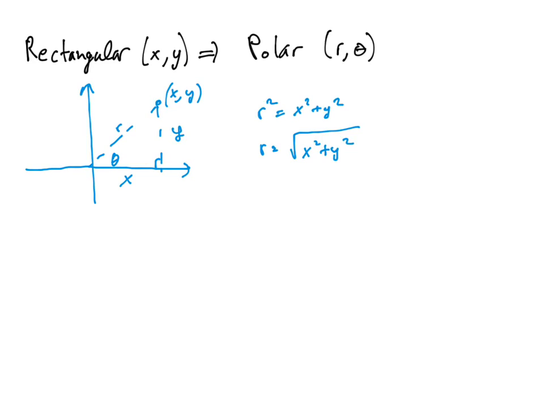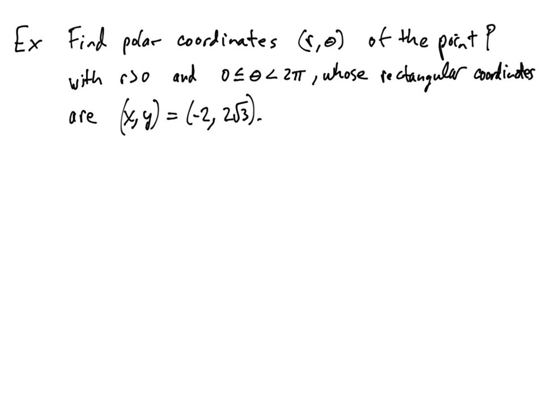And then to get theta, if we want to figure out theta in terms of x and y, which is given to us, we're going to say tangent of theta is equal to opposite over adjacent. So to figure out theta, we need to use the inverse. So tangent inverse of y over x will give us our theta value. And the last example asks us to find the polar coordinates of point P, and we have a few restrictions. So we want the r value to be positive, and we want theta to be between 0 and 2 pi. So that just tells us we want the angle to be in radians and in the positive direction.